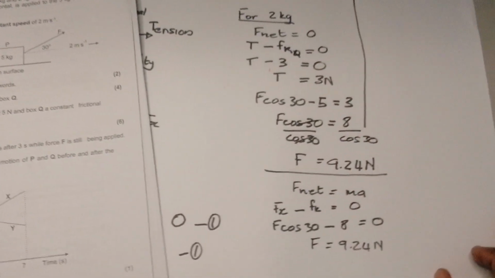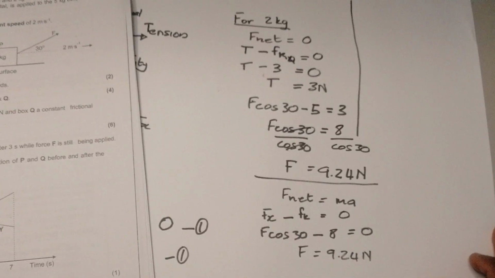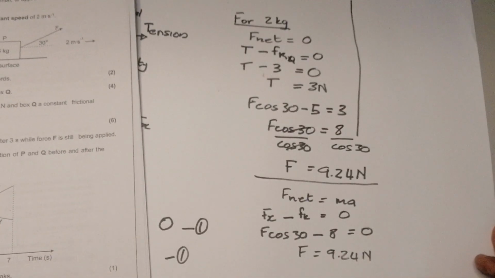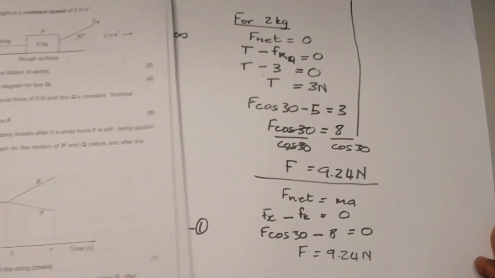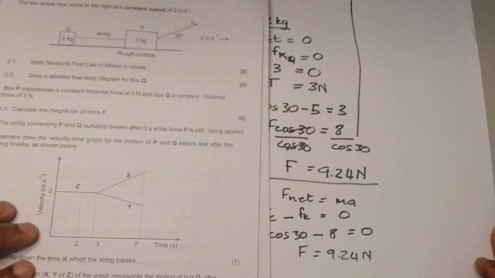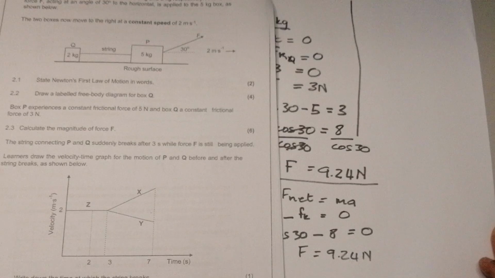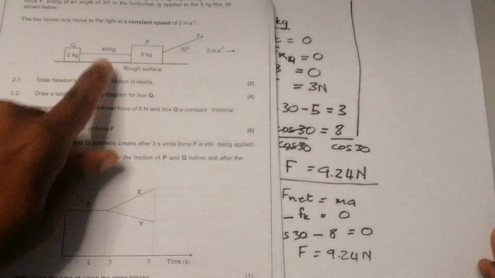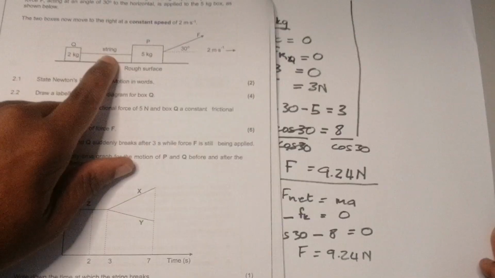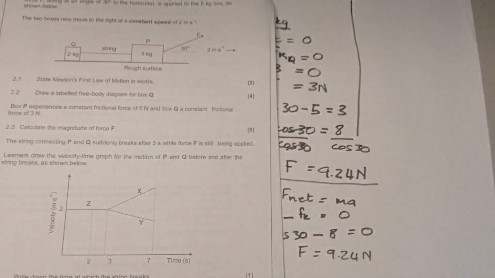Okay, let me try to fit it over there. So now they say the string connecting P and Q suddenly breaks after 3 seconds while force F is still being applied. So just imagine when the string breaks here. Now think about it, what would happen when the string breaks?